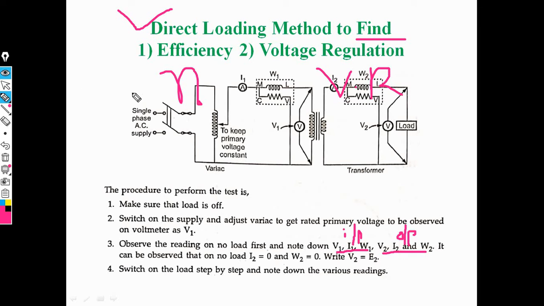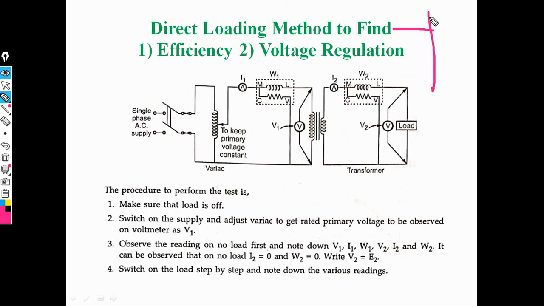That is, we need the formula for efficiency and the formula for voltage regulation. But there are two conditions here for the direct loading method. The first condition is no load condition. It is called N here. And the other is full load condition.